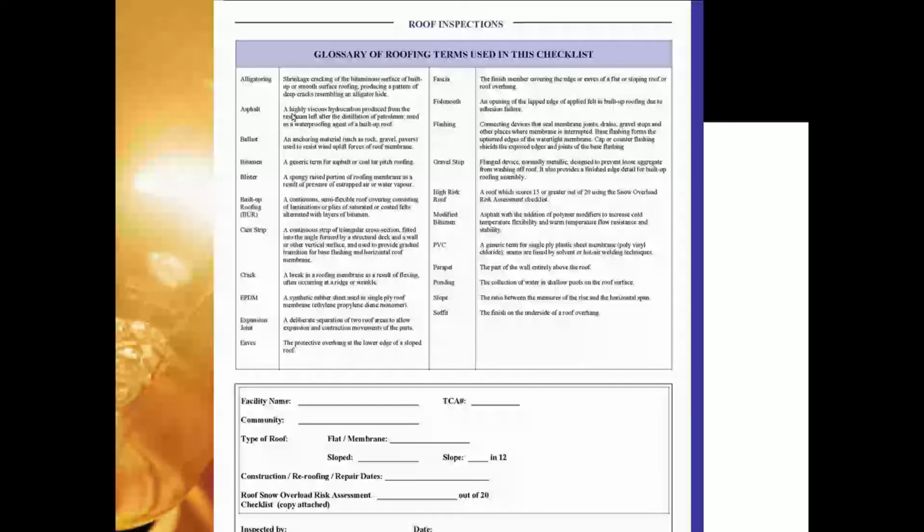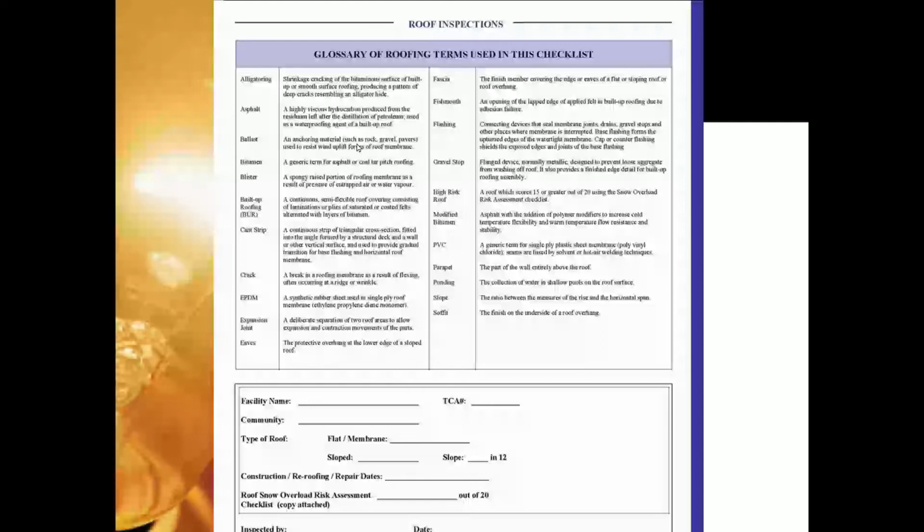Okay, asphalt, a highly viscous hydrocarbon produced from left after distillation of petroleum used as a waterproofing agent of a built-up roof. Here's the funny thing about it. When gasoline was produced originally, we didn't even have cars. They poured it away and threw it in a pit. They wanted the kerosene so they could run their lamps. So when oil was around, it was floating on the surface. They just poured it away. They didn't know what to do with it.